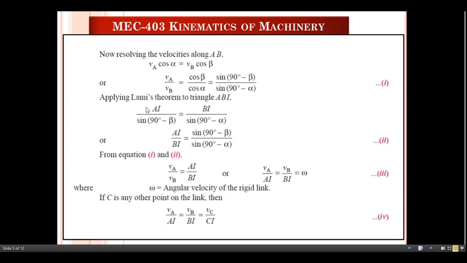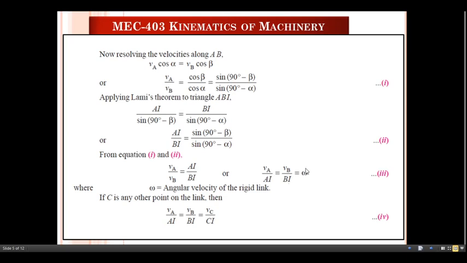So in the next step, we can write AI divided by BI equals sine of 90 minus beta divided by sine of 90 minus alpha, as this term goes towards the right side. Now equate equation number 1 and equation number 2. As the right side is the same, we can equate the left sides. So VA divided by VB is nothing but AI divided by BI, or we can write this as VA divided by AI equals VB divided by BI, which is nothing but the omega.